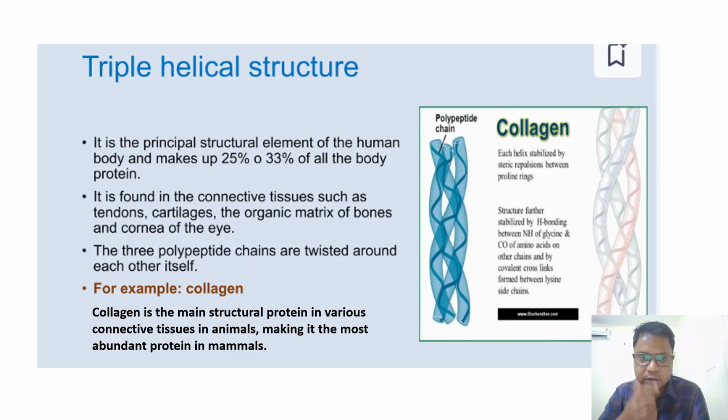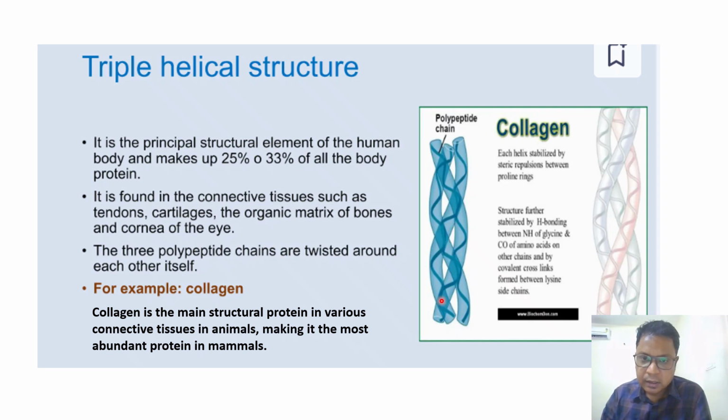Triple helical structure is also a very important structure. In principle it is a structural element of the human body and makes up 25 to 33% of the overall body. It is found in connective tissues such as tendon, cartilage, the organic matrix of bones, and the cornea of the eye. These three polypeptide chains are twisted around each other like forming a rope from thread. For example, collagen. Collagen is the main structural protein in various connective tissues in animals, making it the most abundant protein in mammals.